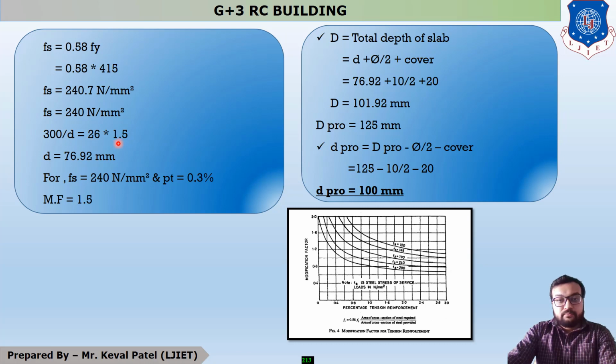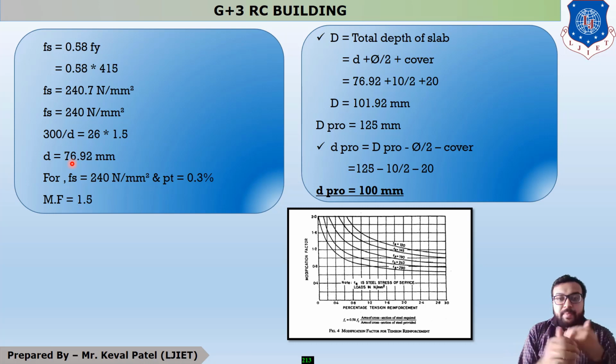Now what is the value of mf? So you have to assume this is 0.3 and your graph is Fs 240. So whenever you have to take mf, you have to intersect this graph at this point, and for this point your value of modification factor is 1.5. So students, after putting all these values, we will get our answer of small d is equal to 76.92 mm. So students, this is your calculation of small d.